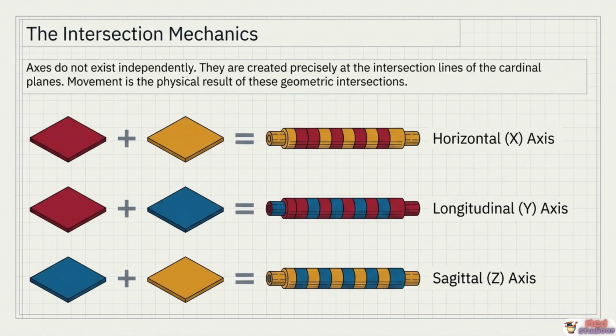Every movement the human body makes is therefore the physical result of a geometric intersection between two cardinal planes. This is not just a theoretical concept, it is the biomechanical blueprint that physical therapists, orthopedic surgeons, and sports scientists use every day to analyze, diagnose, and treat movement disorders.